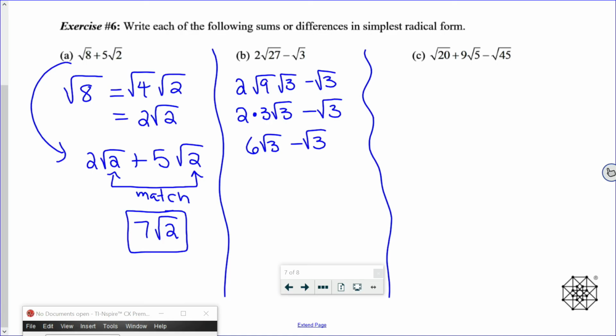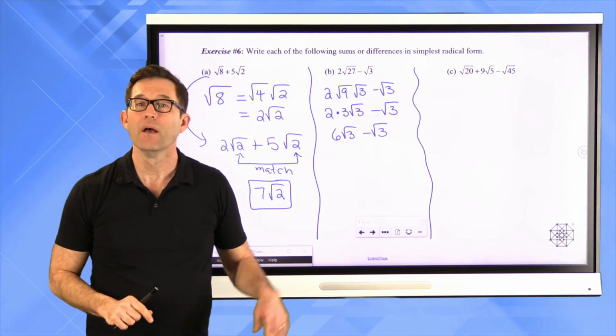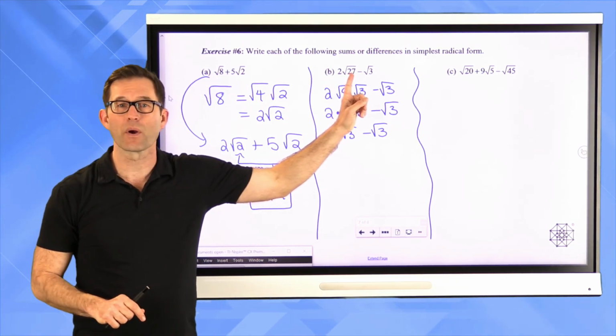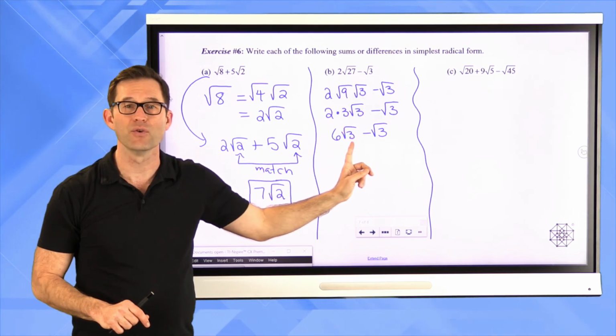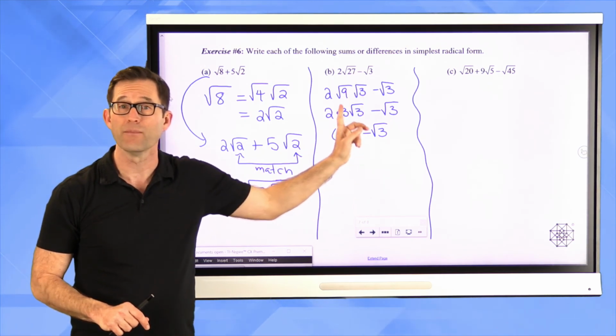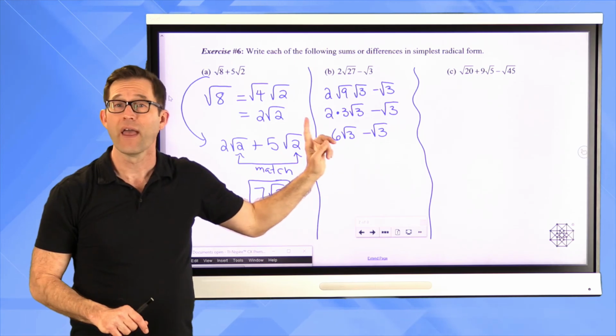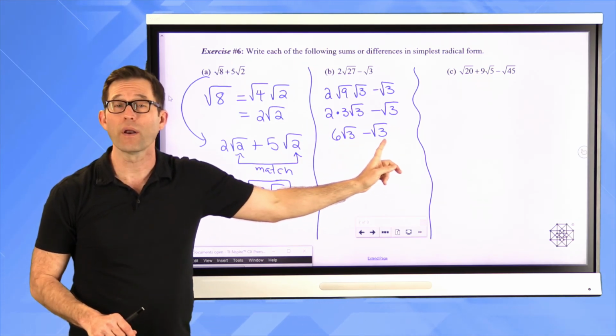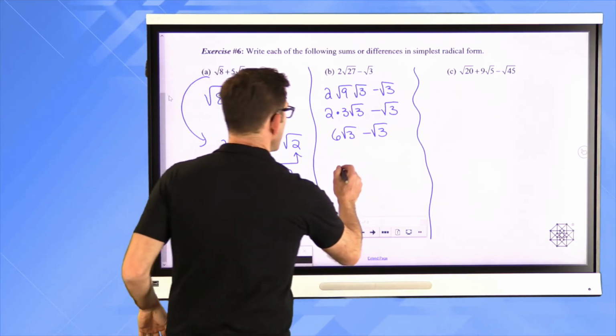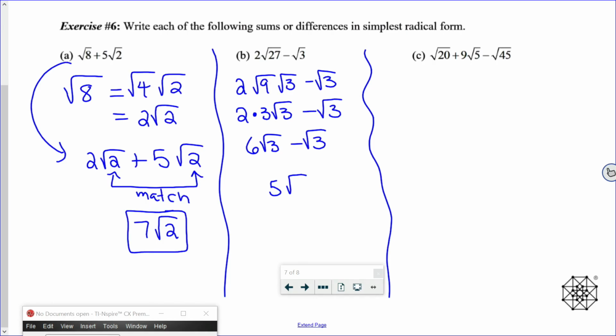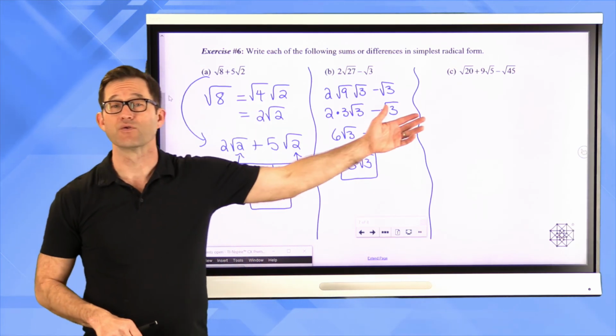We'll finish this off now in a moment, right? So in other words, I've taken 2 times the square root of 27 and I've made it into 6 times the square root of 3. That's all I've really done so far. And if I have 6 oranges minus 1 orange, I have 5 oranges here. If I have 6 times square root of 3 minus square root of 3, I have 5 square root of 3. All right.